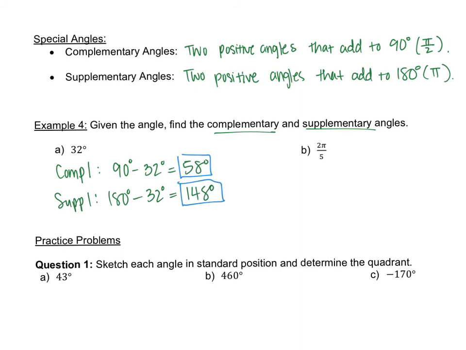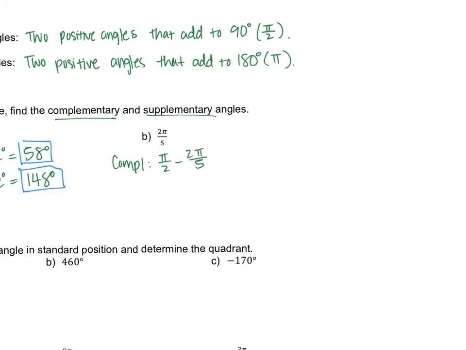Okay, now for radians, it's a little bit different because you're going to be working with pi over 2 and pi. So let's start with complementary. For complementary, I have to take my angle, 2 pi over 5, and subtract it from pi over 2. So instead of 90, you're going to use pi over 2 and subtract 2 pi over 5. Now when I look at this here, notice the fractions don't have common denominators, and that's where you need to start. So we need to get common denominators here.